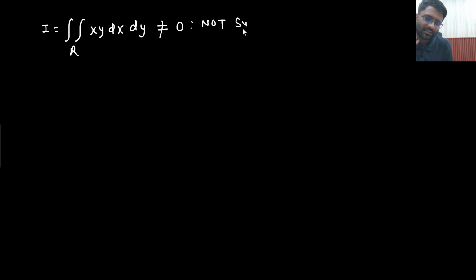Because it is not symmetric, you cannot blindly write that the integral of xy dx dy equals 0. That is wrong. Why is that so? Because the region is not symmetric about the x-axis or the y-axis. That means you will have to do the calculation.